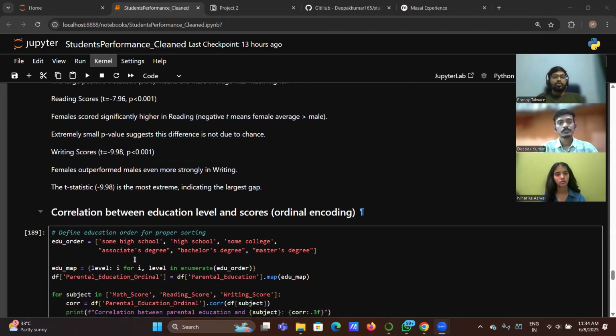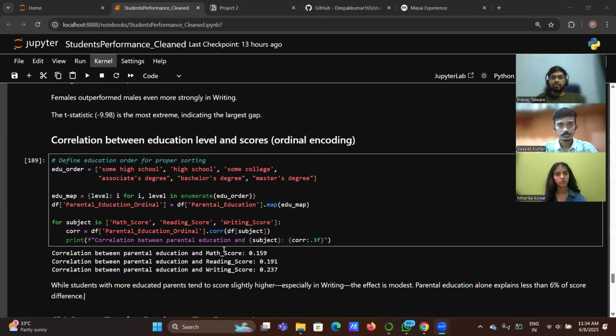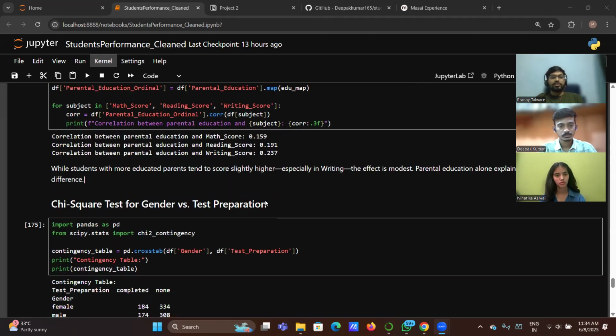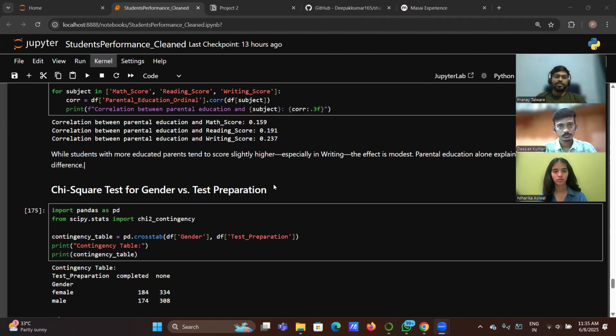And further we went for the correlation between education level and score. We did some ordinal encoding in that, and it shows that the correlation between parental education and math score is 0.159, parental education and reading score is 0.191, and parental education and writing score is 0.237. So it shows that students with more educated parents have slightly higher scores than students with uneducated parents.